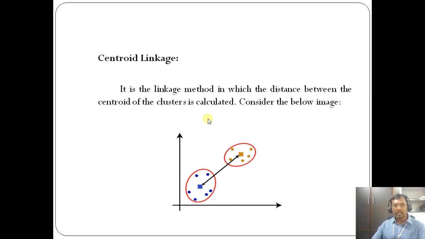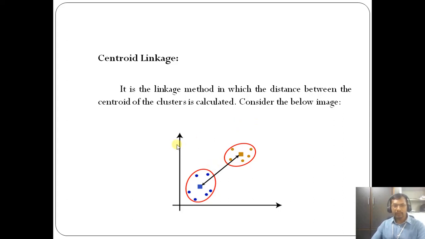Another one is the centroid linkage, in which for each cluster the center point is found and the distance between the center points is calculated. The clusters whose center points have the shortest distance are the ones measured within this type of linkage method. So these are the different types of measurements used for finding the shortest distance between two clusters.